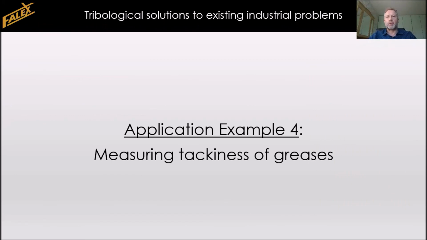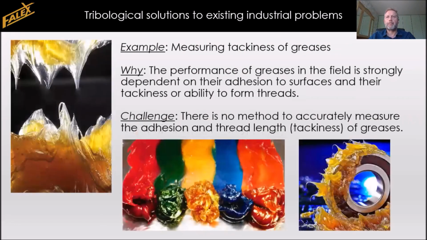In this example, we show in a nutshell how we are able to measure the tackiness of greases. So tackiness is a quality or a property of a grease which can be shortly described as its ability to form threads. And this can be a desirable or an undesirable quality. The thread formation certainly makes it possible for greases to lubricate moving contacts more easily. But today there is no real accurate measurement technique to measure this thread length and also the adhesion of greases on some materials.